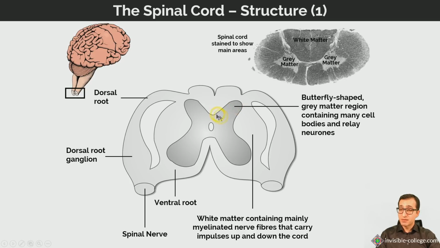And here we can see the butterfly-shaped grey matter region containing many cell bodies and also relay neurons or intermediate neurons. Now, we're going to be examining each one of these aspects of the spinal cord, these various anatomical parts of the spinal cord in later lessons and within this lesson in a bit more detail. And we're also going to be looking at what we mean by the axon and the cell bodies of neurons in this lesson and also later lessons as well.